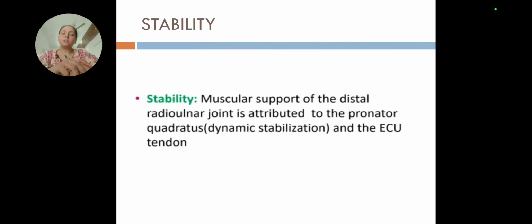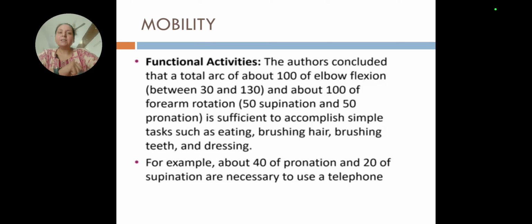So the muscle support at the distal radio-ulnar joint is the pronator quadratus, which is a dynamic stabilizer, and extensor carpi ulnaris tendon, which plays a very crucial role in this. And mobility. Now in mobility, you should know the functional position. The range, you understand, supination is 90 degrees, pronation is 80 degrees, a 150 degree range.